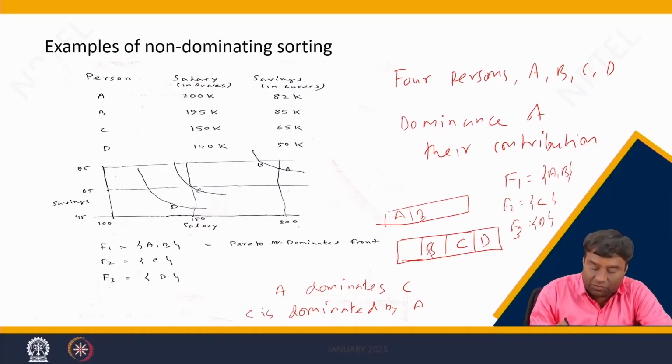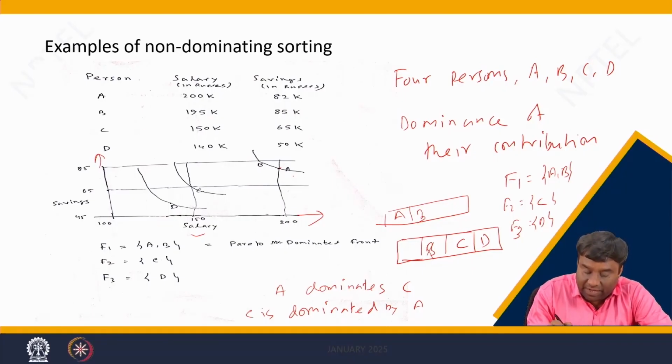You can also draw a diagram. Let the x-axis represent salary and the y-axis represent savings. The scale is 100, 150, 200 on one axis, and 65, 85 on the other. Now plot A: 200 and 82, somewhere here is A. B is 195 and 85, so B is here. C is 150 and 65, so here is C. D is 140 and 50, so somewhere here is D.